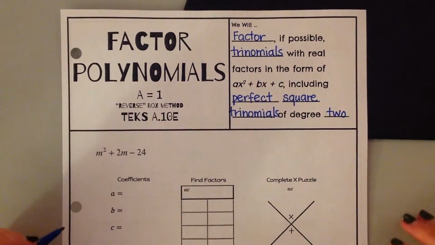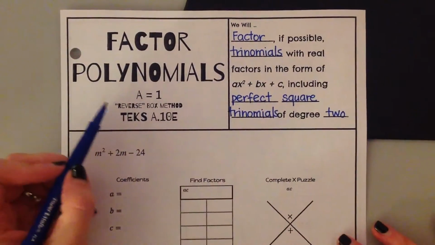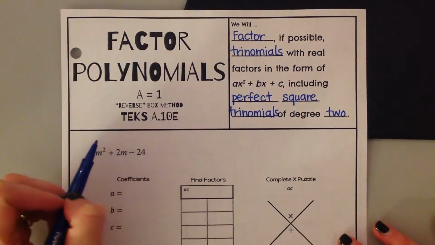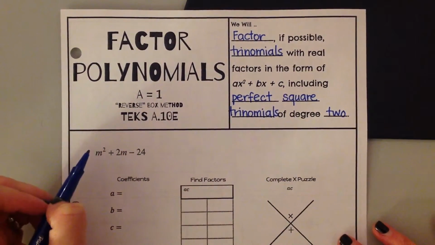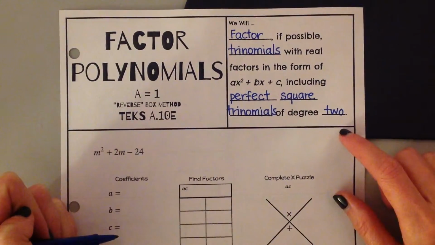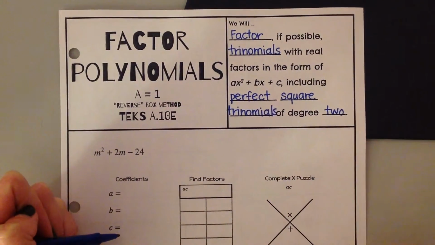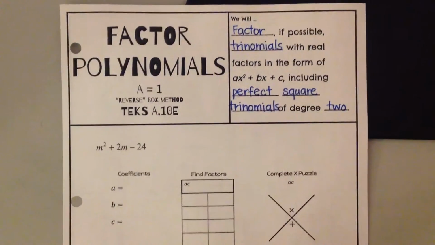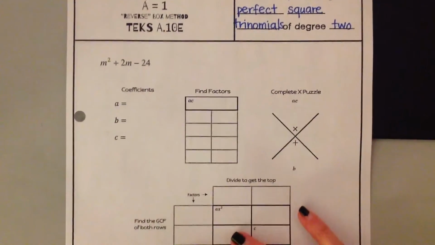Okay, today we're going to talk about factoring polynomials when the coefficient of a is equal to 1. We're going to use the reverse box method that we used when we divided polynomials. So our "we will" statement: we will factor possible trinomials with real factors in the form of ax squared plus bx plus c, including perfect square trinomials of degree 2. So we're just going to get started here.